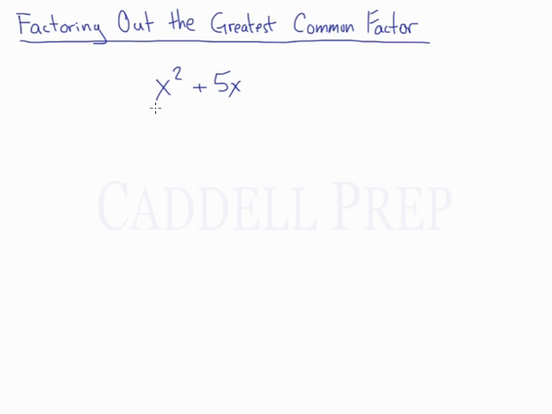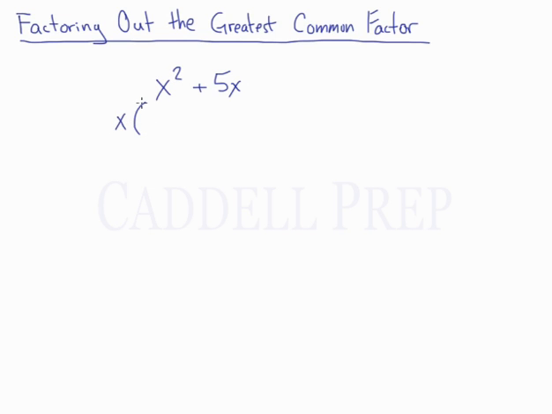Factoring out 1 is not going to help us at all because when we divide each term by 1, we have the same exact expression. But we can actually factor out the variable x. Here we have x squared, and here we have x. So that means this could be divided by x, and this could be divided by x. So we could take an x out.